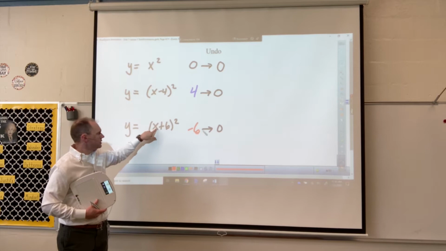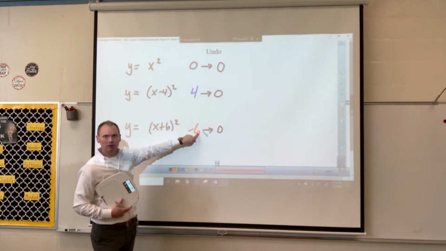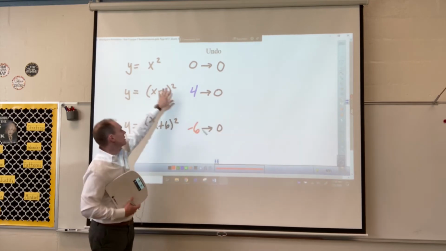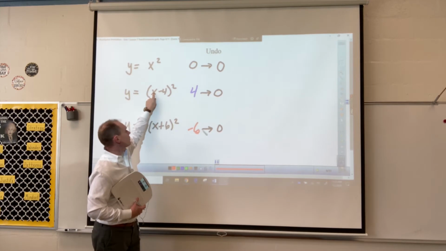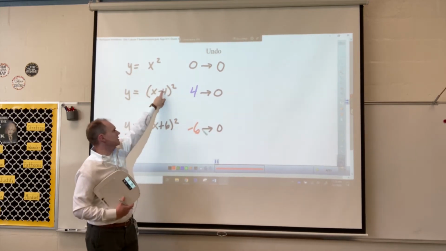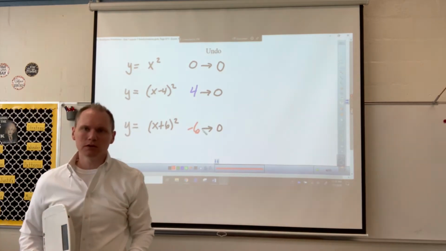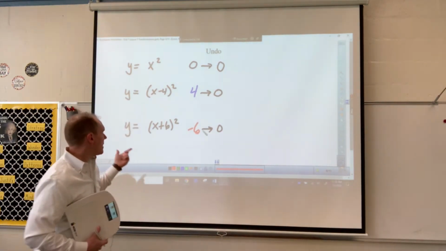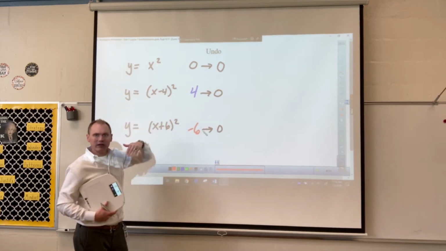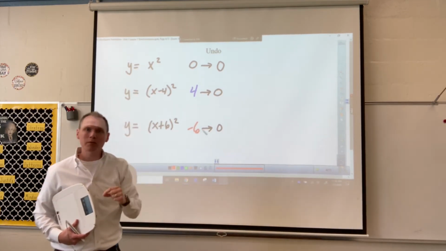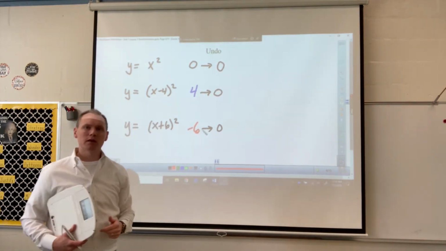So we had to put in not 0, we had to put in 6 less than 0 in order to still get out 0. In this one, we didn't put in 4 less than 0, we put in 4 more than 0 to counteract the negative 4 that's in there. So we're undoing what's been done in the parentheses. And so what happens here is when we replace x with x minus 4, you might think that shifts to the left 4, but it's actually the opposite. It shifts to the right 4 because, again, we're undoing what's been done in the parentheses.